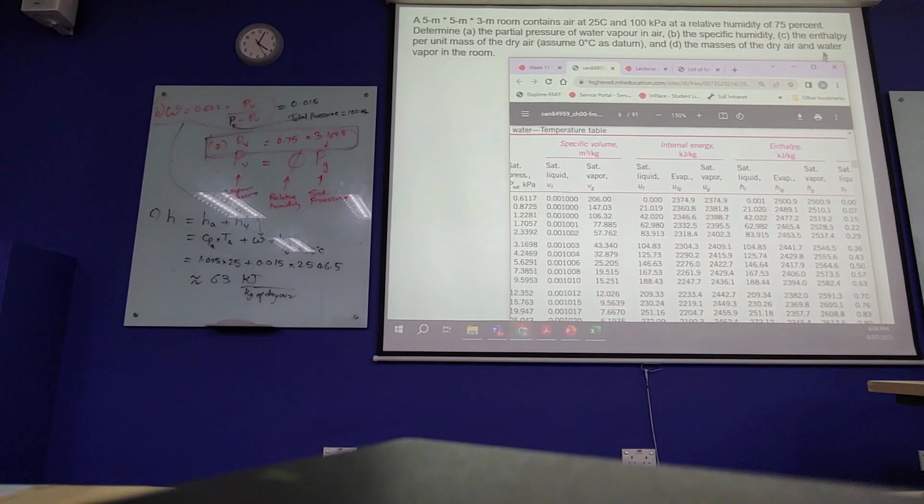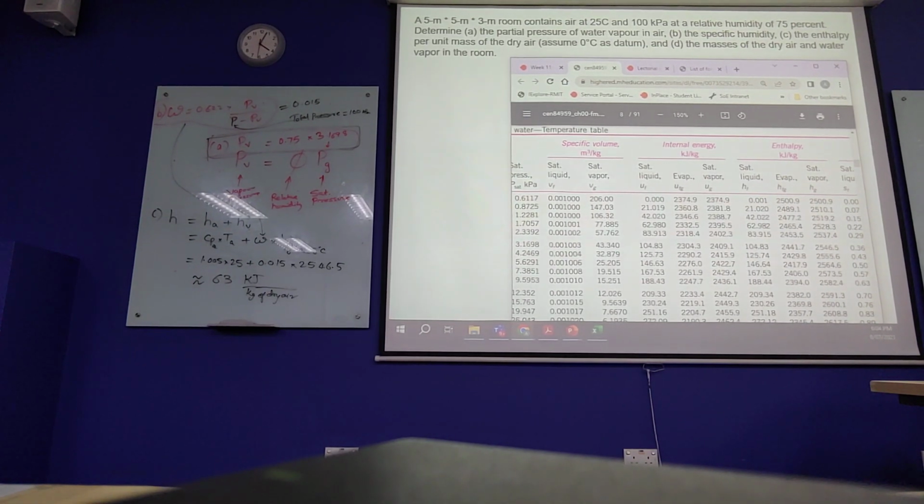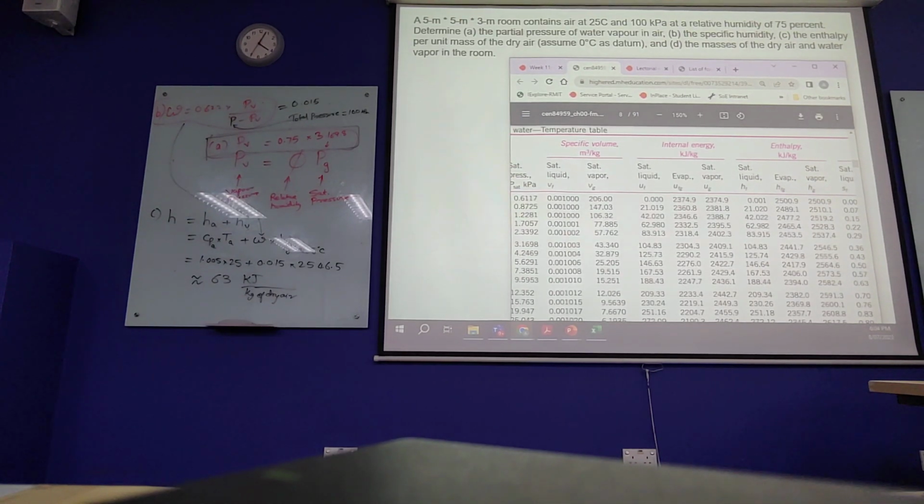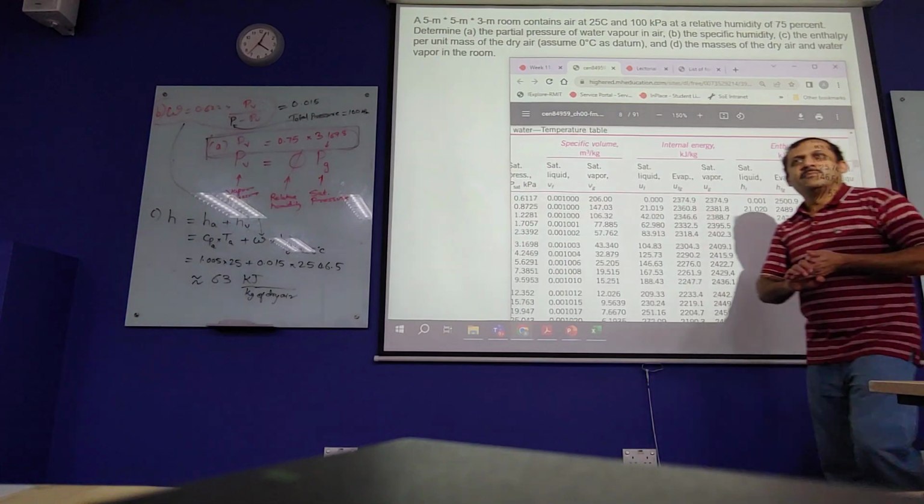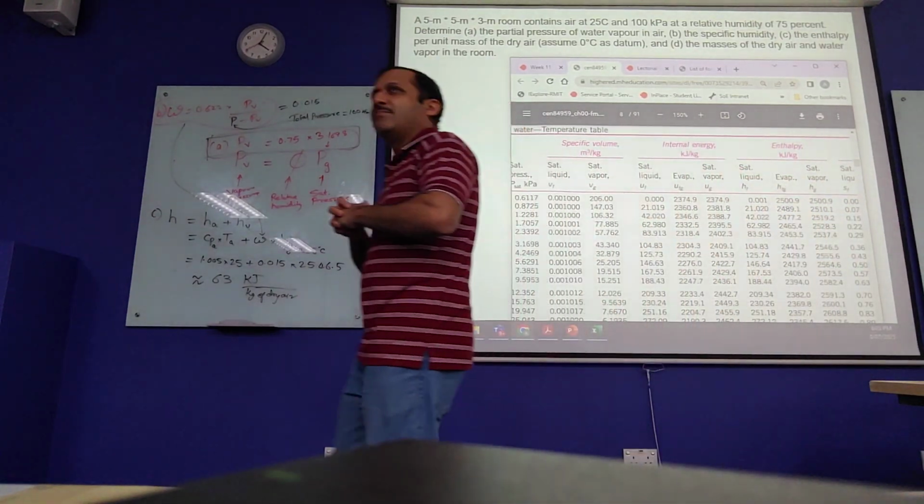And then mass of dry air, mass of water vapor in the room. Can you find mass of dry air and mass of water vapor in the room? How would you find? Think about it. How would you go about finding mass of dry air and mass of water vapor?